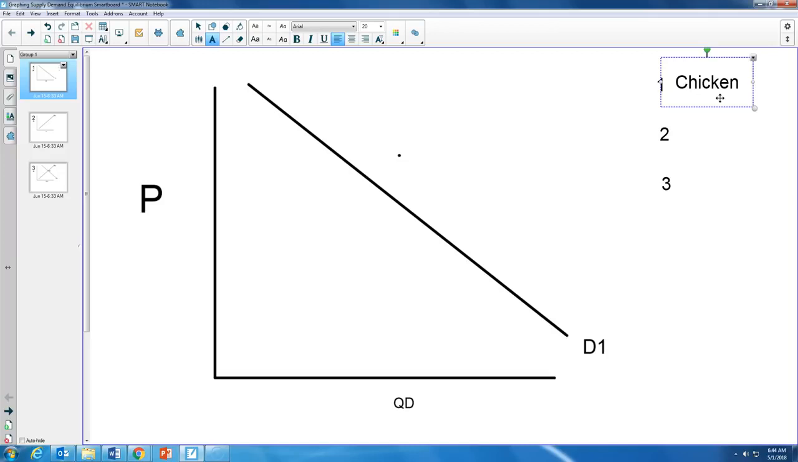Okay, so now what we're going to do is ask the second question. Did the price of the item we're graphing, chicken, change? So when I go back to my problem and it says the price of steak increases, what happens in the market for chicken? I can say that no, the price of chicken did not change in that problem. And so when you answer no, your instructions say you will have to draw a shifting second curve.